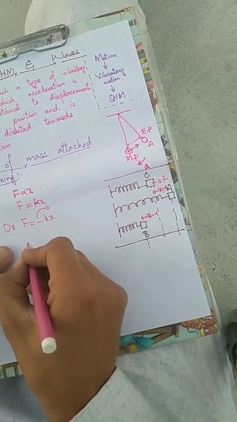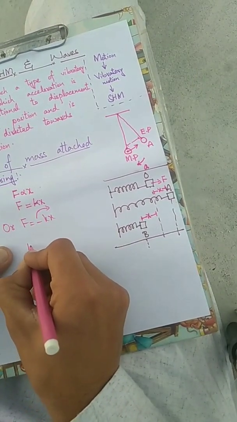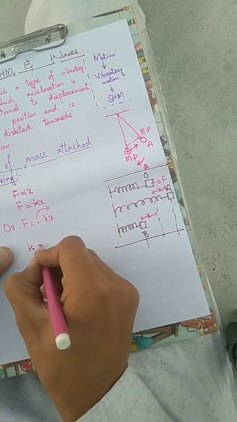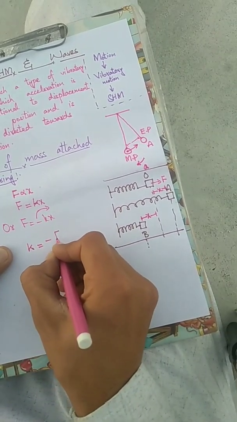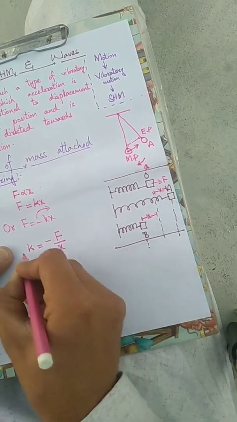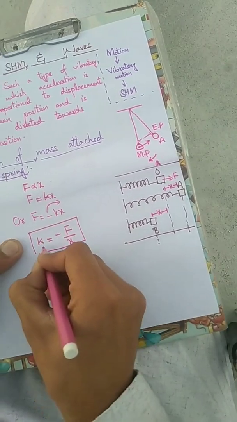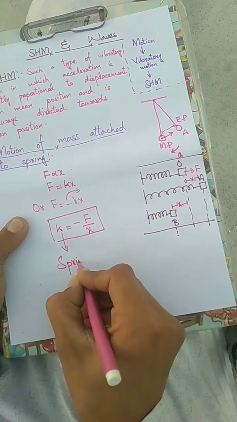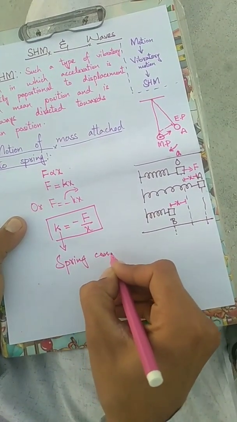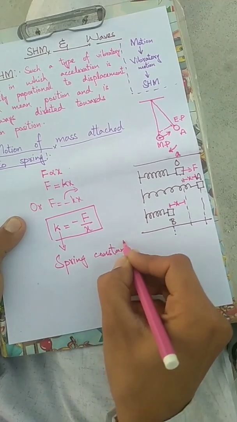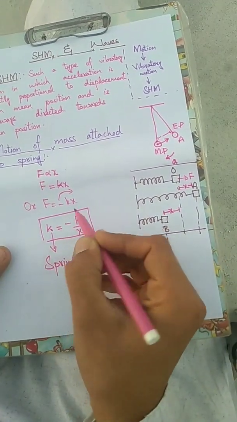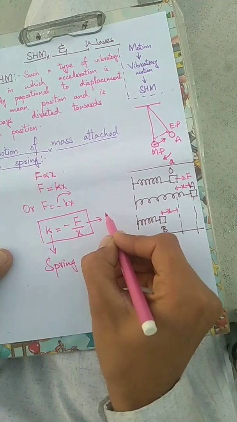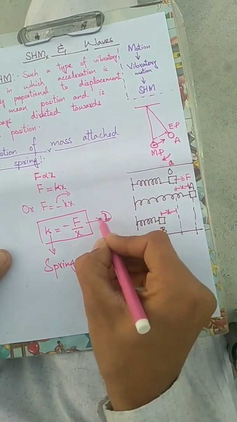So we can write it as K is equal to minus F divided by x, where this K is a constant and is known as the spring constant. Now, what is a spring constant? We can define it from this equation. We can define this spring constant from this equation number 2.